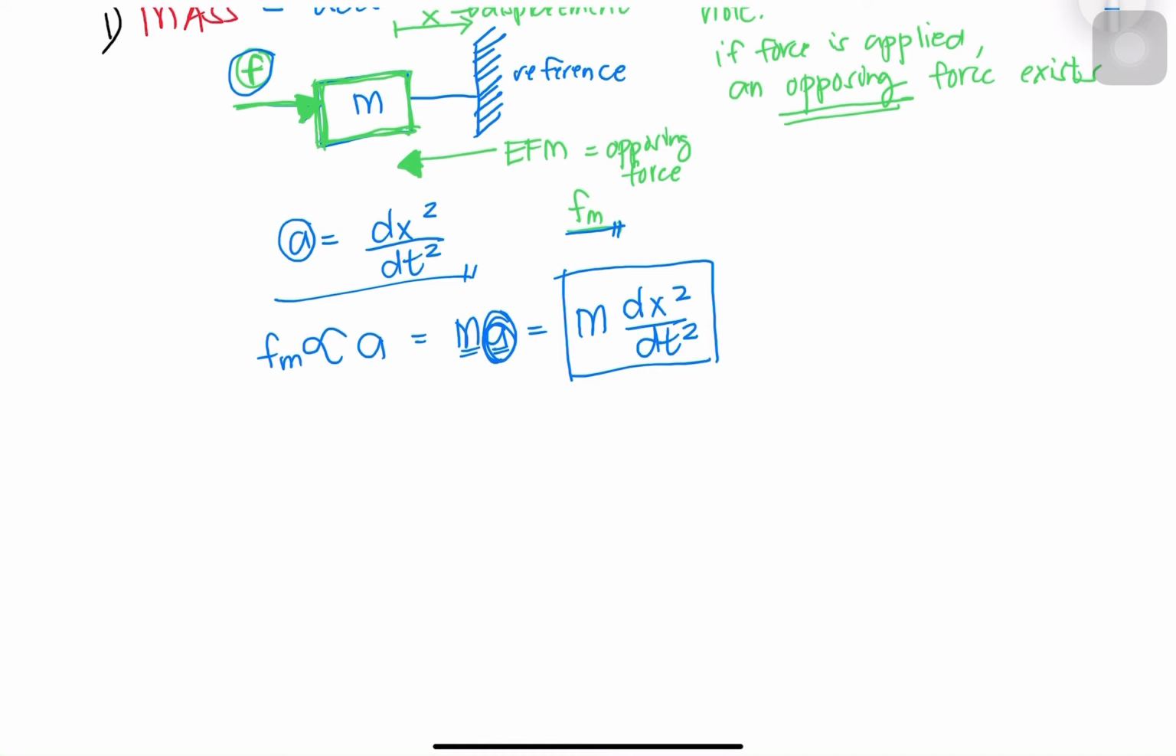So therefore, according to Newton's law, the force here, the external force, is equal to the force due to mass. Okay, so that we can attain equilibrium. And since this is equal to this formula, we can assume that this as well, the external force, is equal to m d squared x over dt squared.